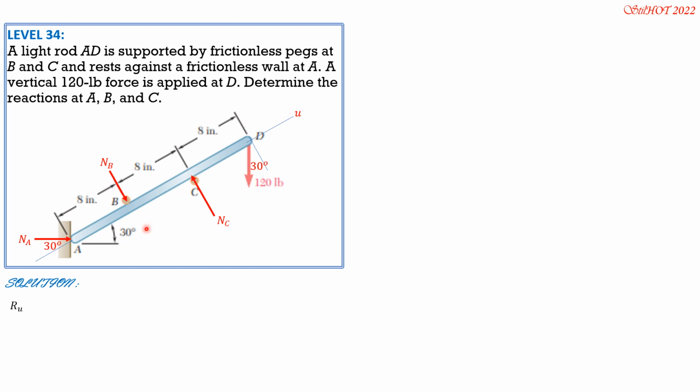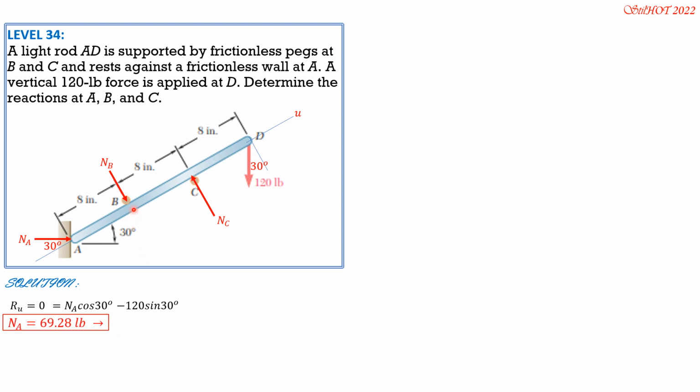So that R sub U is 0. The component of N sub A in the direction of U is N sub A cosine 30, positive. Then N sub B and N sub C are not involved, they are perpendicular to the rod. So minus the component of 120 pounds, which is 120 sine of 30. So therefore N sub A is 120 sine 30 degrees divided by cosine 30 degrees. So N sub A is 69.28 pounds.